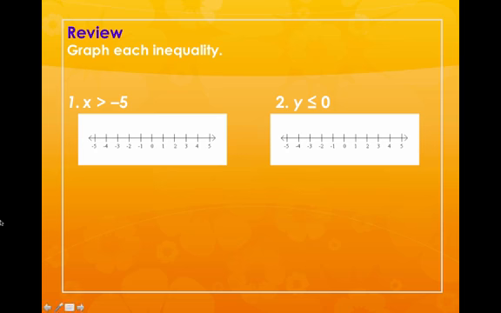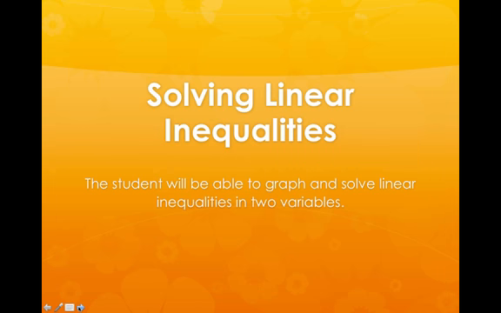Let us review just a little bit, and I want to make sure that we know how to graph an inequality. So when x was greater than -5, remember that I did not include the -5, so I made an open circle around -5, and then I had an arrow going to the right. When I have y is less than or equal to 0, I can include the 0, so I'm going to fill that in, and then it's less than, so it's going to go to the left. Well, now we're going to apply this.